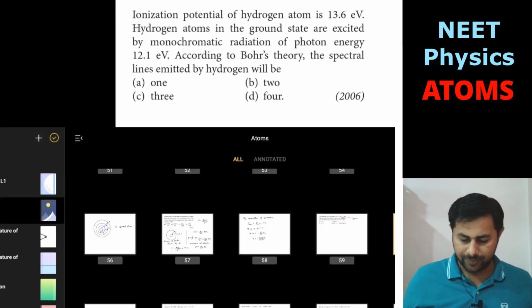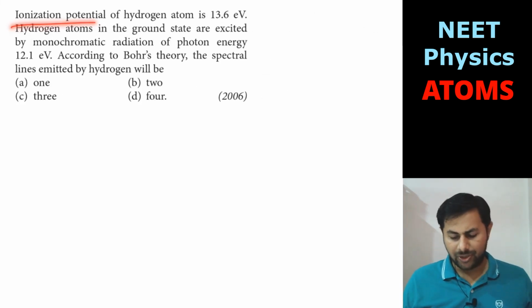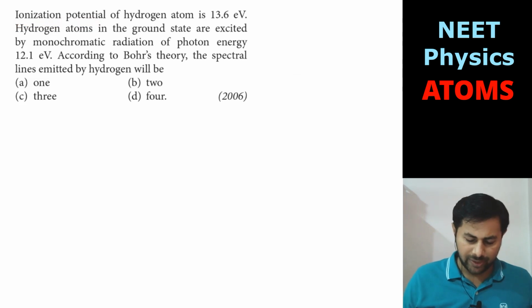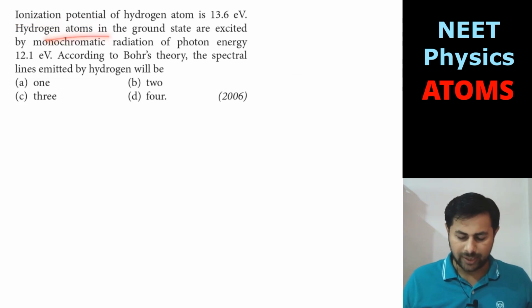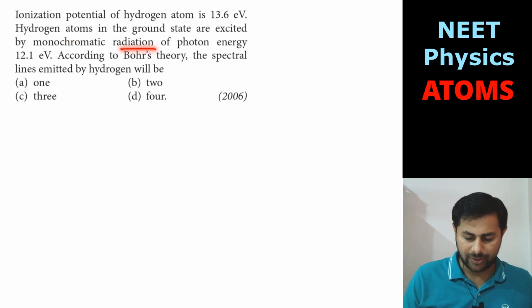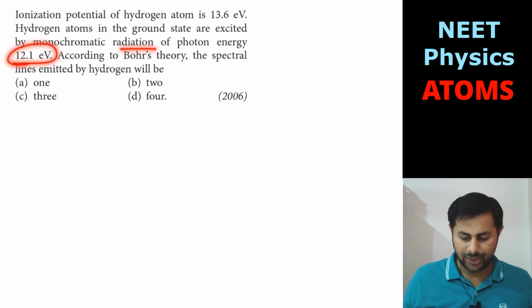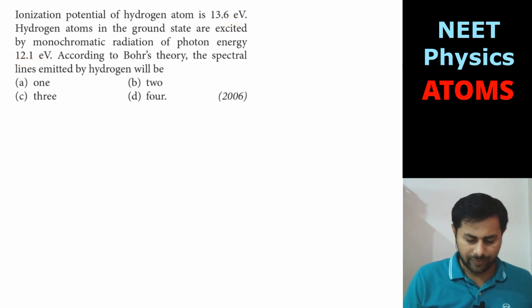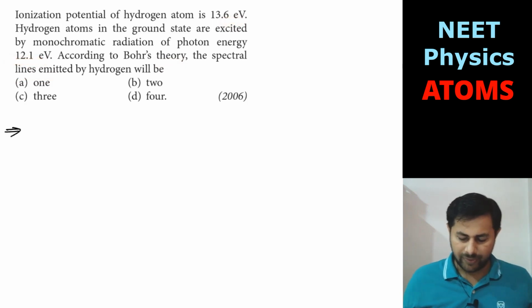Let's see the next one. The ionization potential of a hydrogen atom is 13.6 eV. Hydrogen atoms in the ground state are excited by monochromatic radiation of photon energy 12.1 eV. According to Bohr's theory, the spectral lines emitted by hydrogen will be... Okay, so we just need to check where does it go, right? Where does it go?